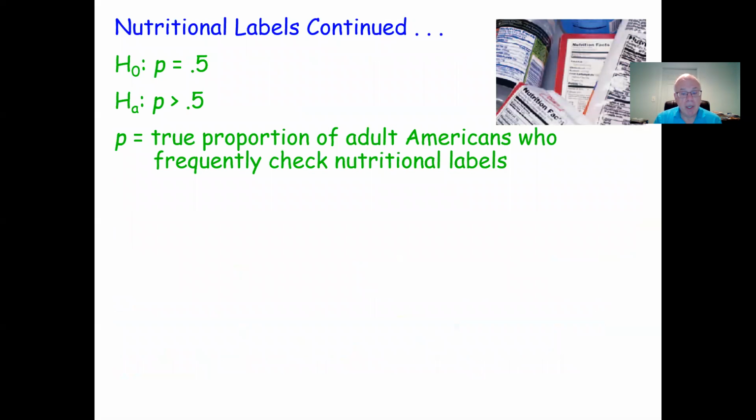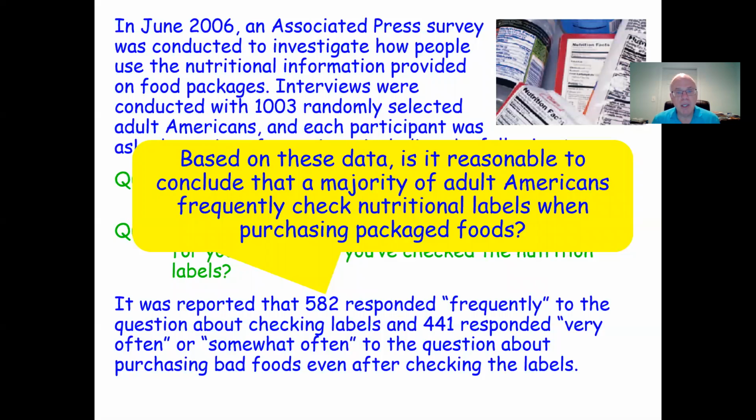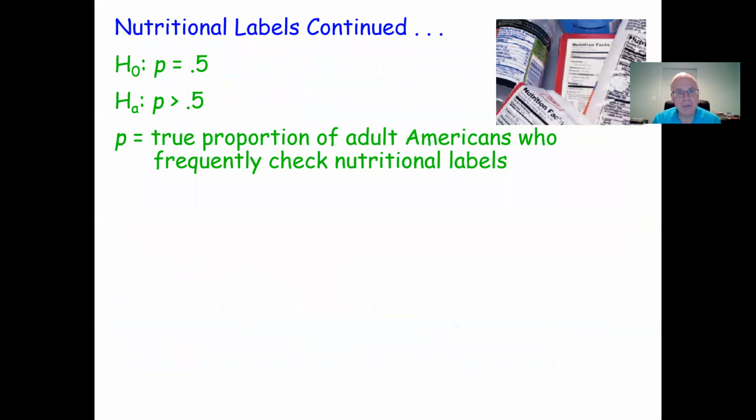Because the question is asking, is it reasonable to conclude that a majority, now majority means what? Greater than 50%, right? I think you can all agree with that. So that's going to be our alternative hypothesis. You see that p is equal to 0.5 for our null hypothesis. There's always an equal sign there. And our alternative hypothesis is that p is greater than 0.5. p is the true proportion of adult Americans who frequently check nutritional labels.